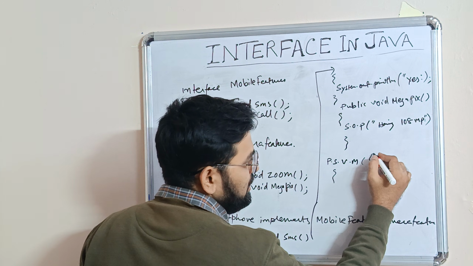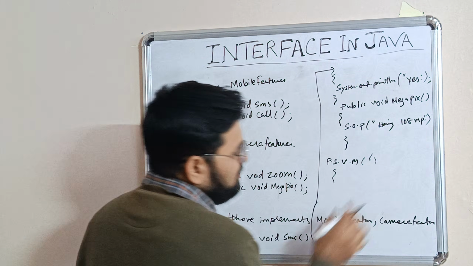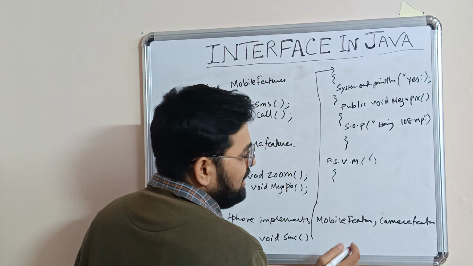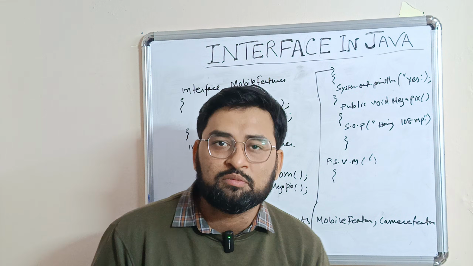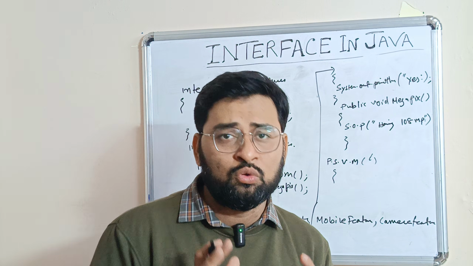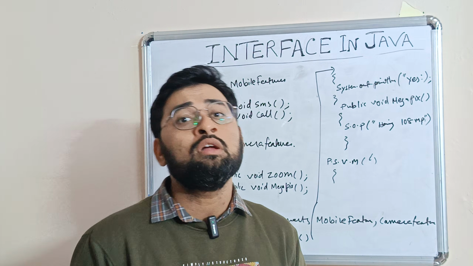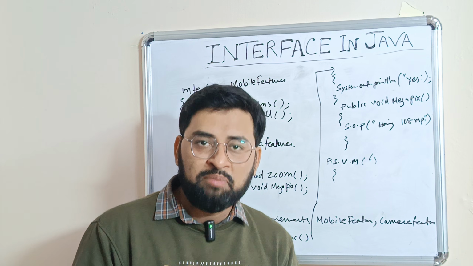Public static void main has String args, you can write them down or omit them. Inside that you have to create the objects. As we have seen, an interface does not have objects. An interface cannot have its own objects. We must create the object for the class that implements it.